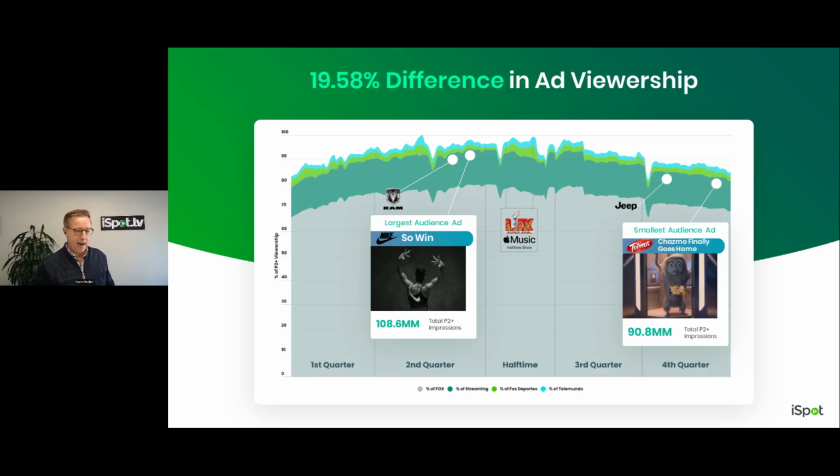And then Jeep ran in the fourth quarter, as you can see, so it had slightly less audience, but of course was still very high impact. So this hopefully helps everybody understand the exact audience.